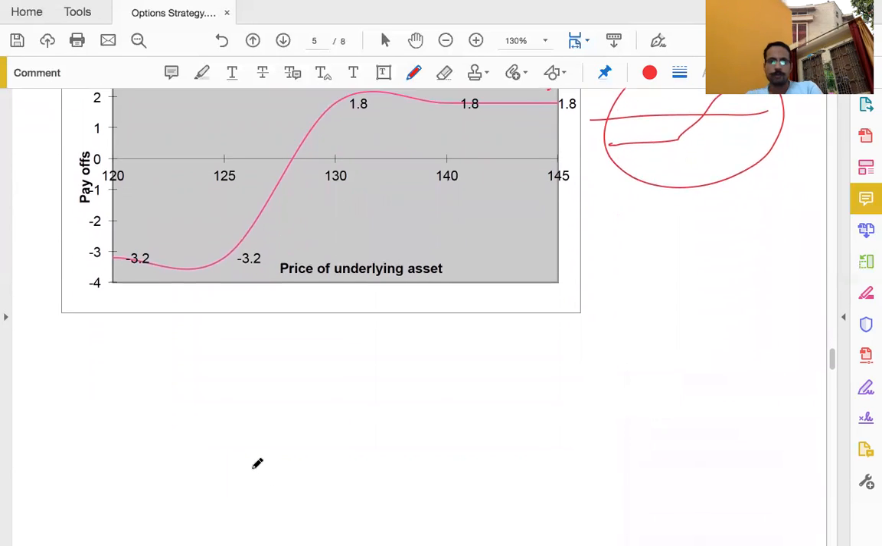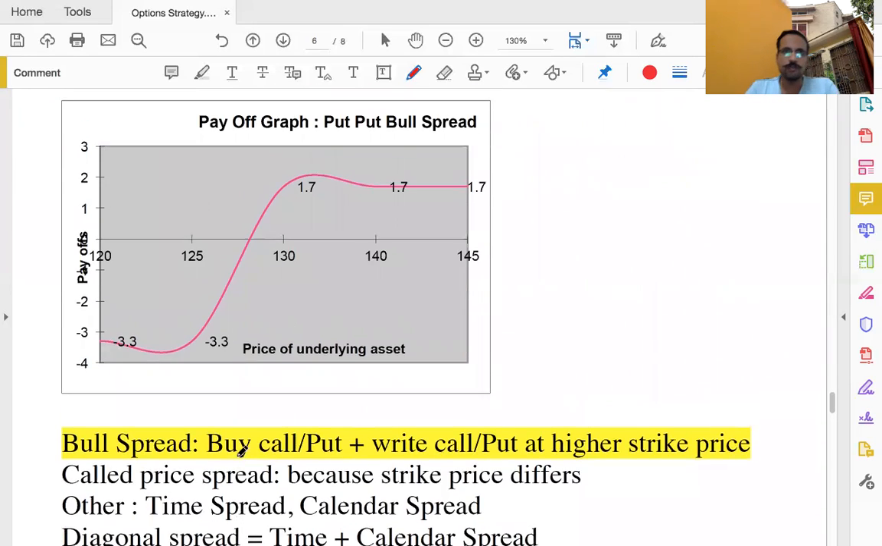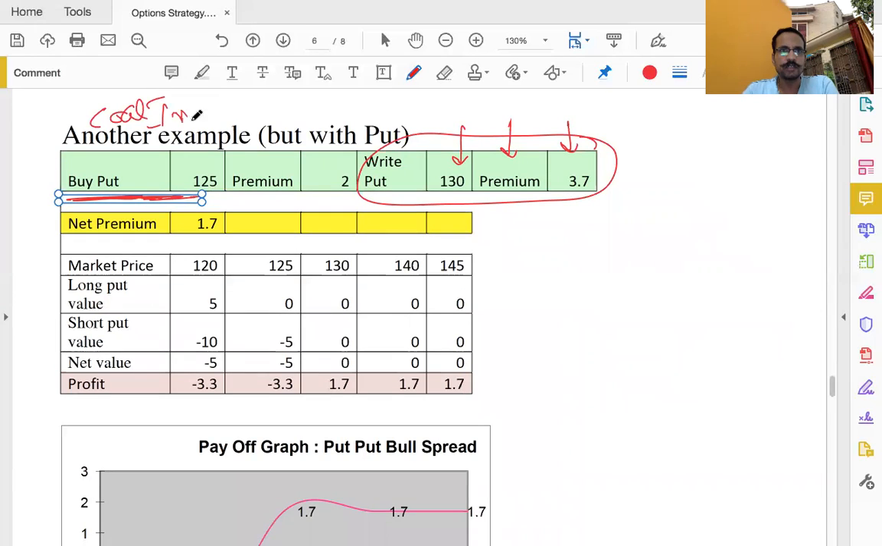So same type of options in this case of bull spread. And the example, if you see, instead of buying the call, I have bought the put. I have bought a put at a lower strike price, and I have written a put, or sold a put, at a higher strike price of 130. This is the premium. This is again the Coal India real data that we have taken from the stock market, right?